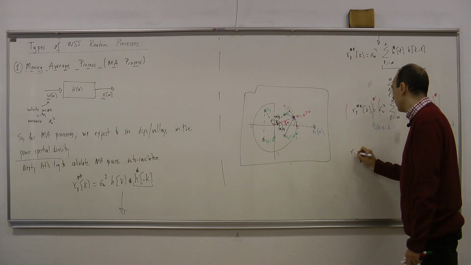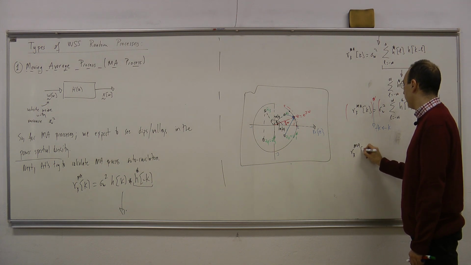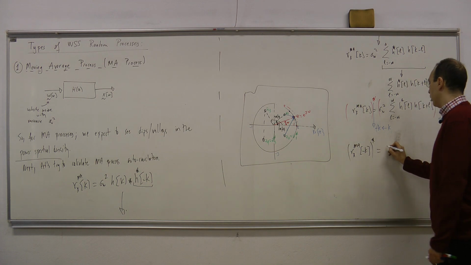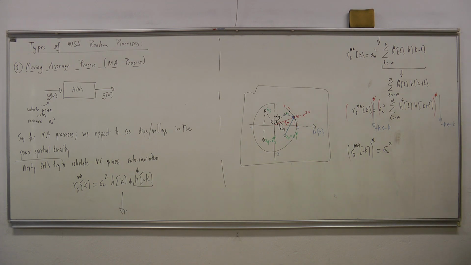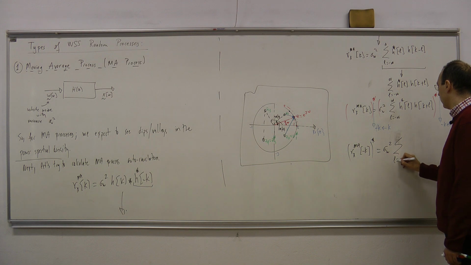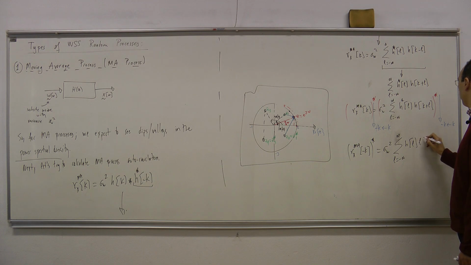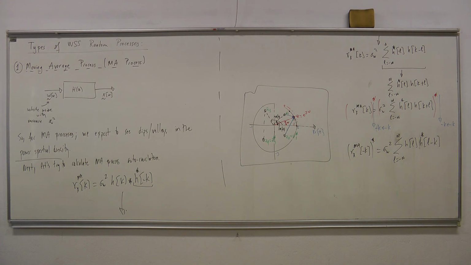And if I do this, Rx of the MA process at minus k, well, there's a conjugate, is equal to sigma w square, sum over l from minus infinity to infinity. Now this term is not conjugated anymore. This is the one that is conjugated, and this becomes l minus k. Okay. So instead of k, I'm writing minus k. Because this is valid for all k, I can do any kind of such substitutions. Then we are done.